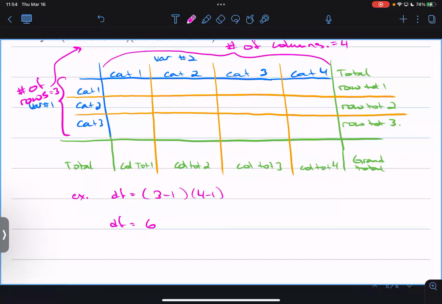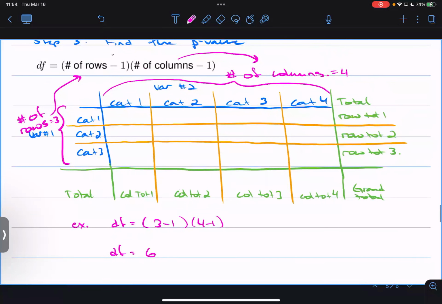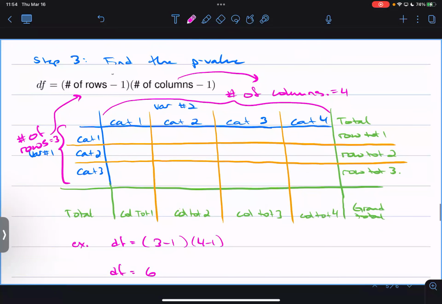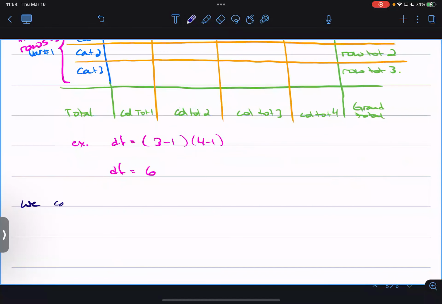Nice. Sometimes we can also write the degrees of freedom is R minus 1 times C minus 1, if you want to. I actually wrote it out on the formula sheet, right? So you'll have that, but sometimes you'll see R minus 1 and C minus 1. Now we're off to the races, right?